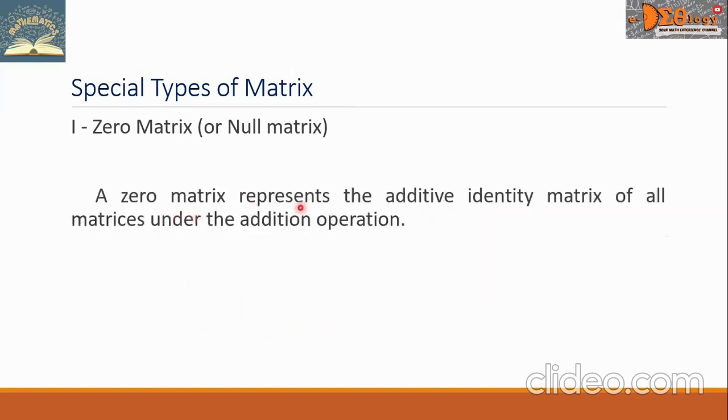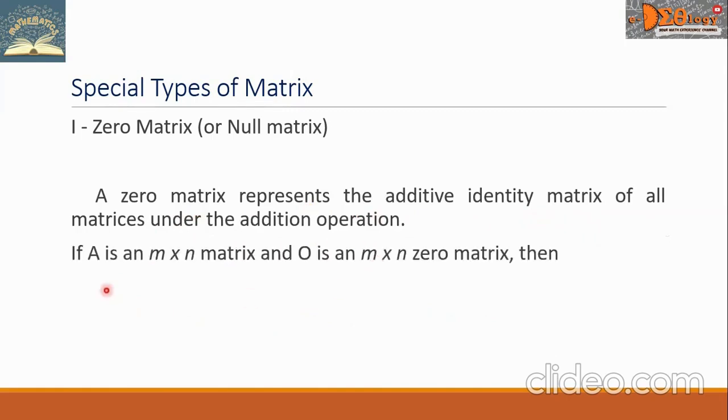A zero matrix represents the additive identity matrix of all matrices under the addition operation. If capital A is an m by n matrix and capital O is an m by n zero matrix, then A plus O is equal to O plus A equals A.